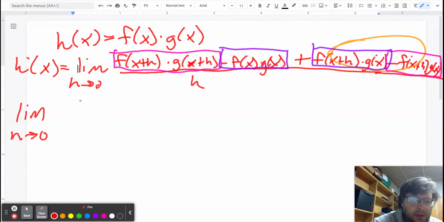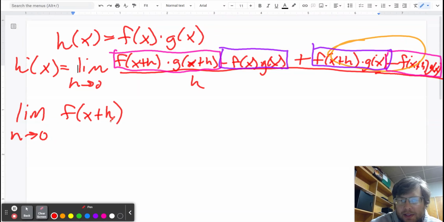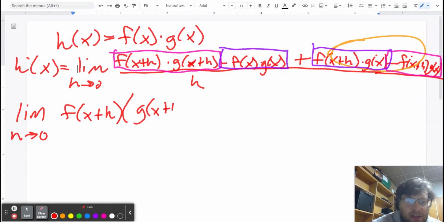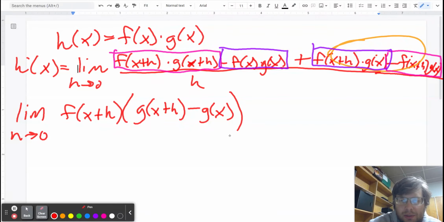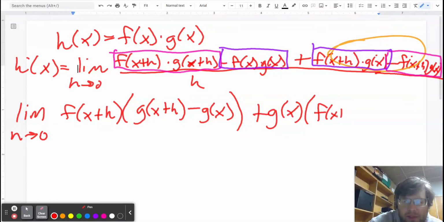So if I'm looking at the pink terms, both of the pink terms had f of x plus h. Then the one on the left had a g of x plus h, and the one on the right had a negative g of x. So that represents the two pink terms that I put in boxes. And then the purple terms had a g of x in common. And I'm going to rearrange it so that the positive f of x plus h is first, and the negative f of x is second.